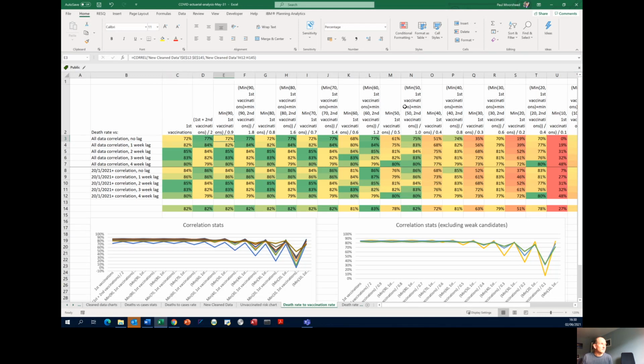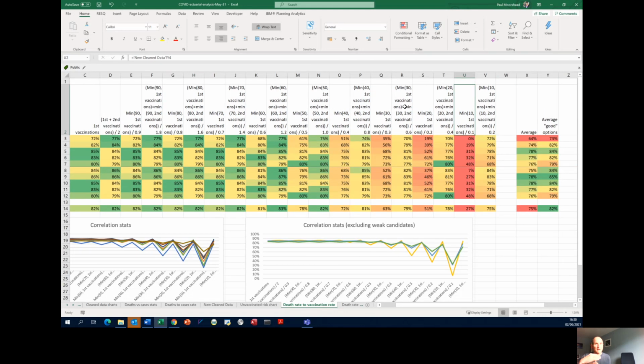And it's interesting because you can see that over here, if we assume that you only need to vaccinate 10, 20% of people, that's not a great correlation. But once you get over about 50, 60%, you don't seem to get much of an additional benefit.